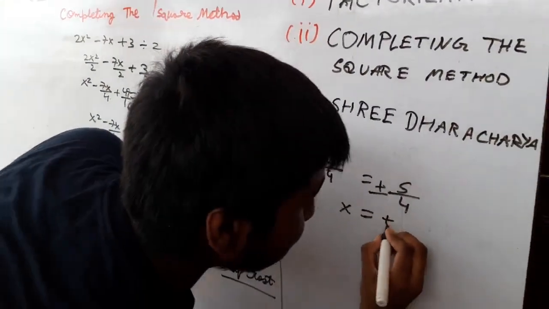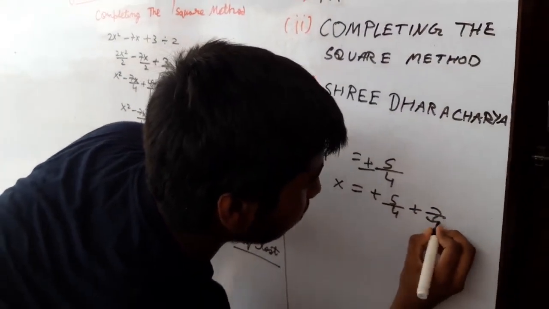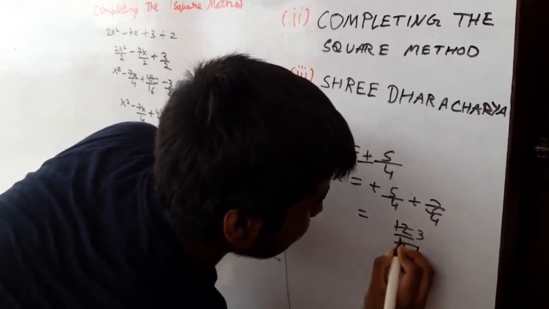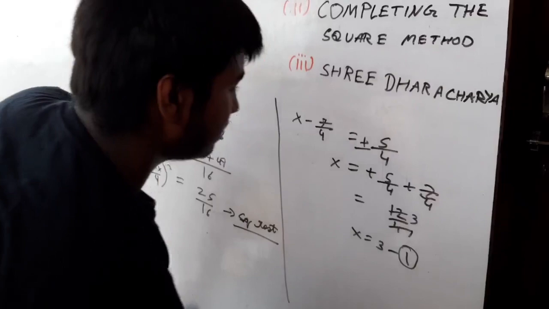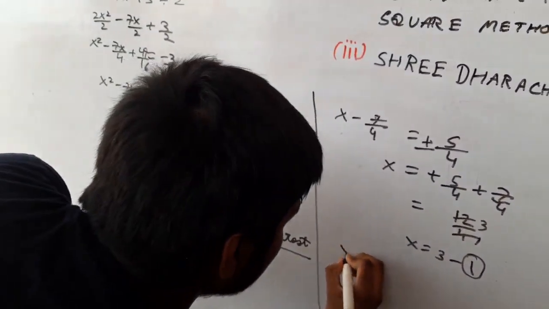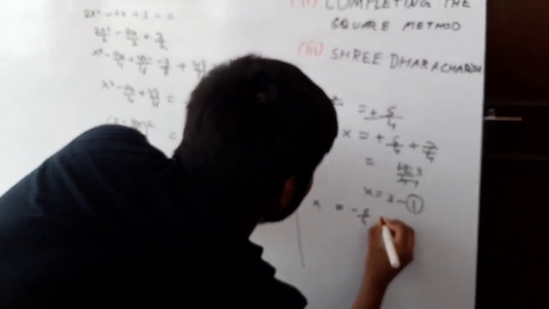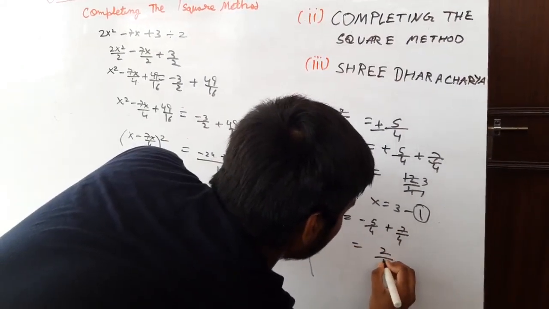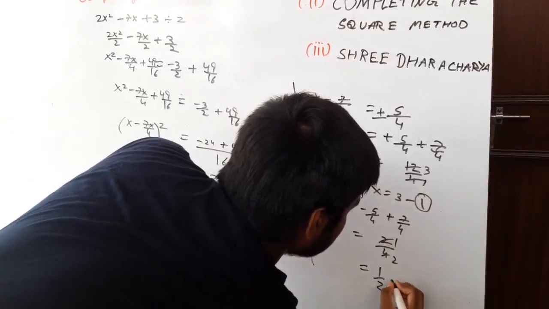If we take plus, 5 by 4 plus 7 by 4, so 12 by 4. So we'll get the value of x as 3 in the first. And in the second, if we take minus 5 by 4 plus 7 by 4, equal to 2 by 4, we'll get half. This is the second one.